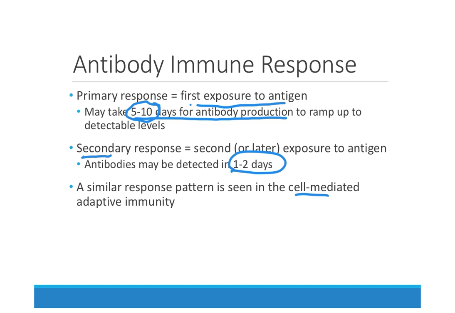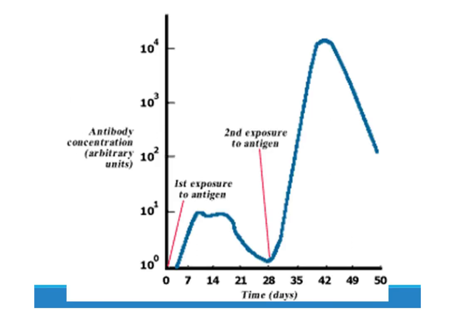And so because there is this memory function that's present in the adaptive immunity side of your immune system, you get a much quicker response the second or third or fourth time you run into a particular pathogen, and you may not even realize that you've been exposed to that pathogen because your body responds so quickly you never feel sick.